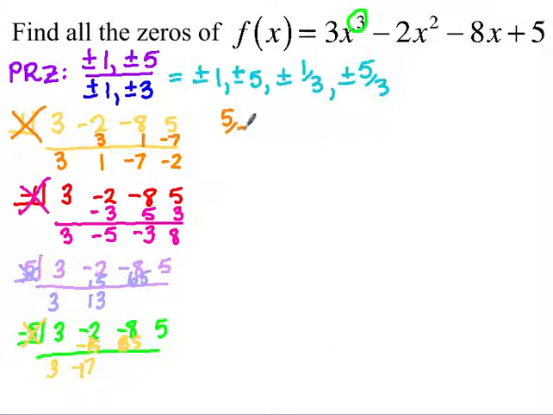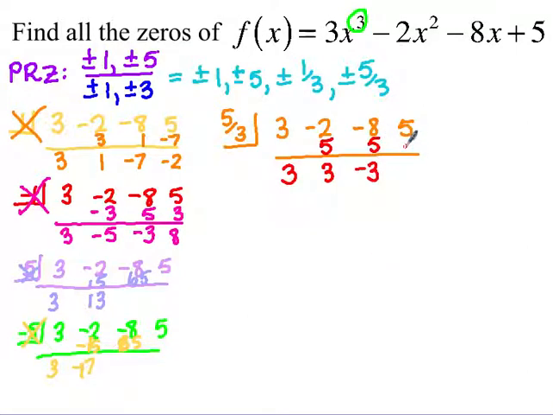So here we go, 5/3. Let's go ahead and see what you got. You had 3, -2, -8, and 5. So you should have brought down the 3, times 5/3 should have been 5. Bring down a 3, times 5/3 should have been 5. Bring down a -3, times 5/3 should have been -5, and it does work.